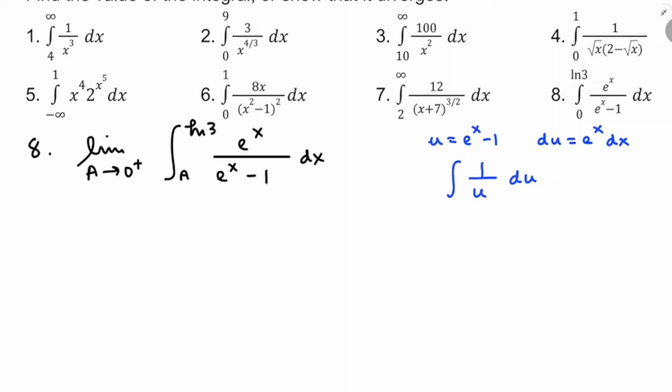Right, and so this would be natural log of the absolute value of e to the x minus 1 plus c. Okay, and this is still trying to get me to take the natural log of 0, and that's still no good, just like I was trying to divide by 0 earlier. I think this one's going to not exist.